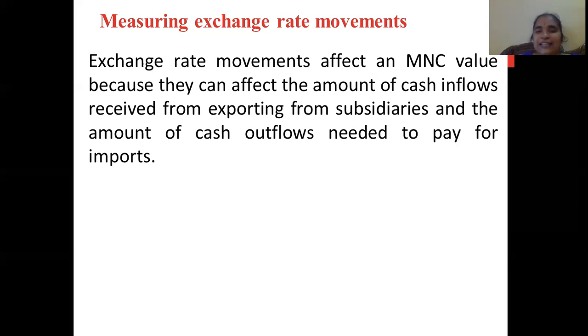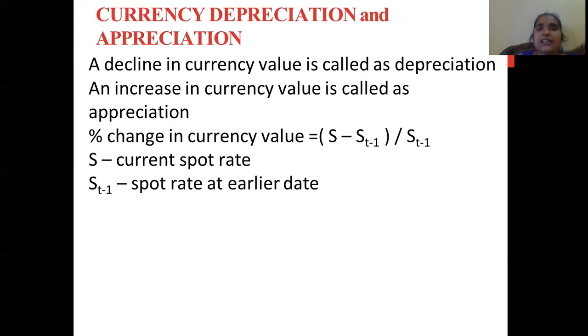So in such a case, when it went from 73 to 72 and you had to receive funds, you will feel it is a loss. On the other hand, in the same situation, if you had to pay somebody, you would be very happy because the dollar rate came down. So exchange rate movements have an effect on the amount of inflow and outflow of cash during exports and imports. That's the reason why we have to measure it.